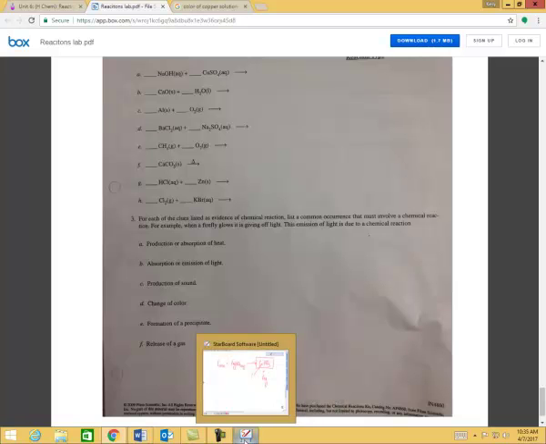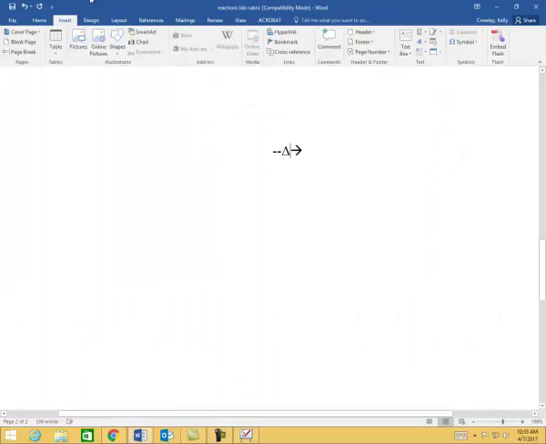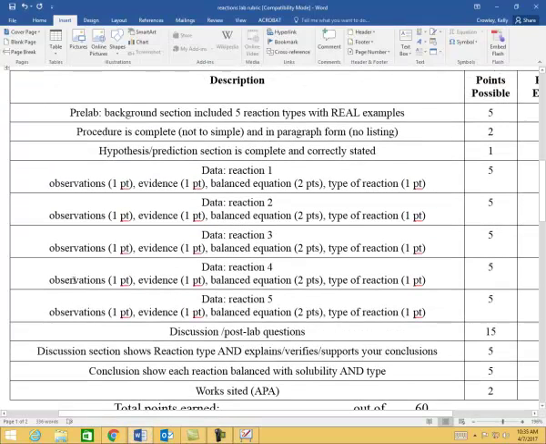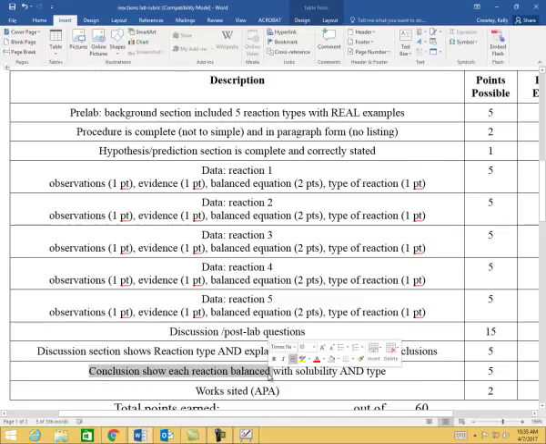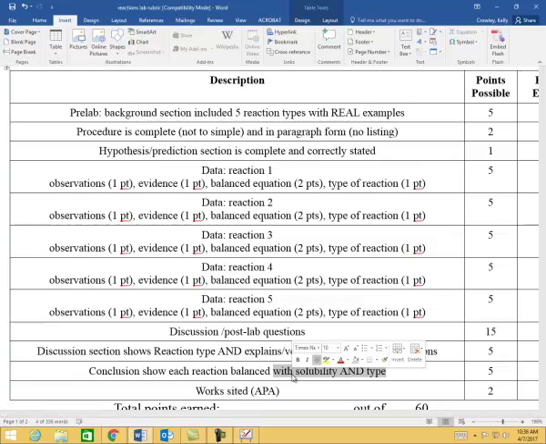Your conclusion. So let's go back to the rubric. Conclusion. It's going to sound like you're a broken record, like you're repeating yourself. That's the purpose of a conclusion. Show each reaction balanced. You had 5 reactions. Show each of them balanced with solubility and identify the type. So all you have to say is reaction 1 was this type of reaction, here's what it looks like. Reaction 2 was this type of reaction. Show it balanced and written out in form.